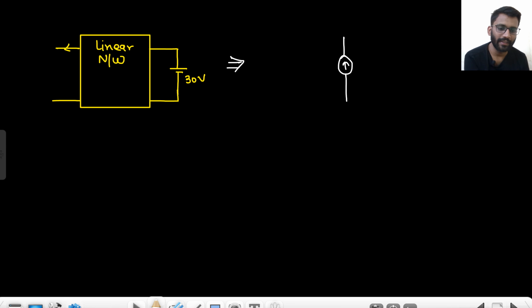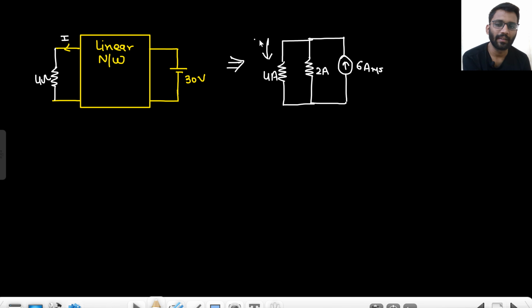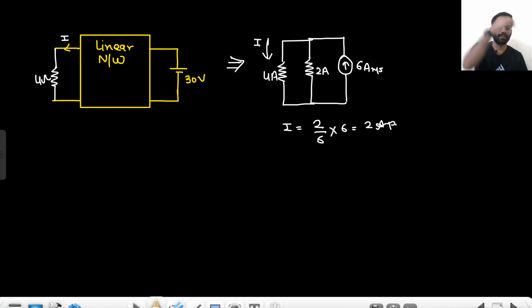Okay. What was the value of ISC? That was 6 ampere. Right? And what was RN? That was 2 ohm. And now here we had 4 ohm resistance, right? We had 4 ohm resistance and we needed to find the value of I. So you just replace it with the 4 ohm resistance. So tell me what will be the value of I? I would be 2 ampere, right? 2 by 6 into 6. That means 2 ampere. Did you get this point?